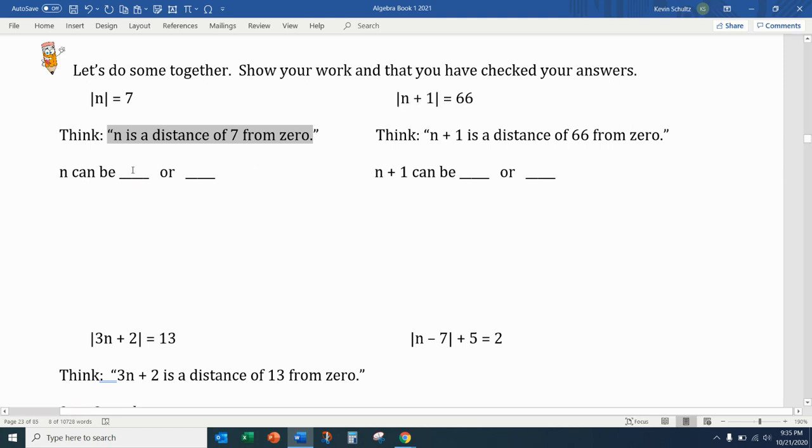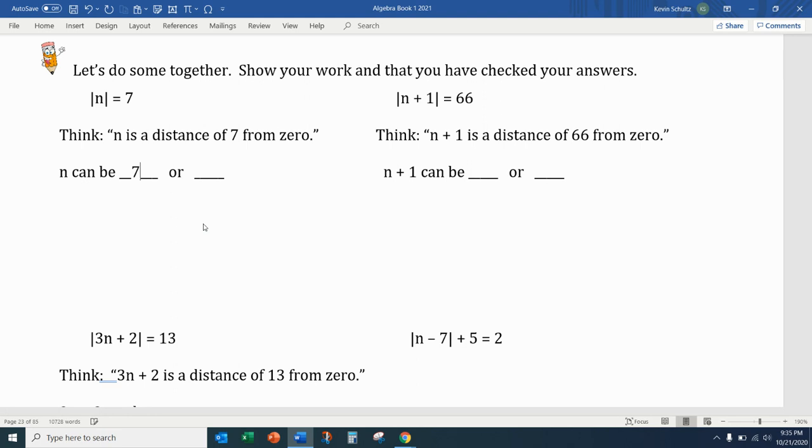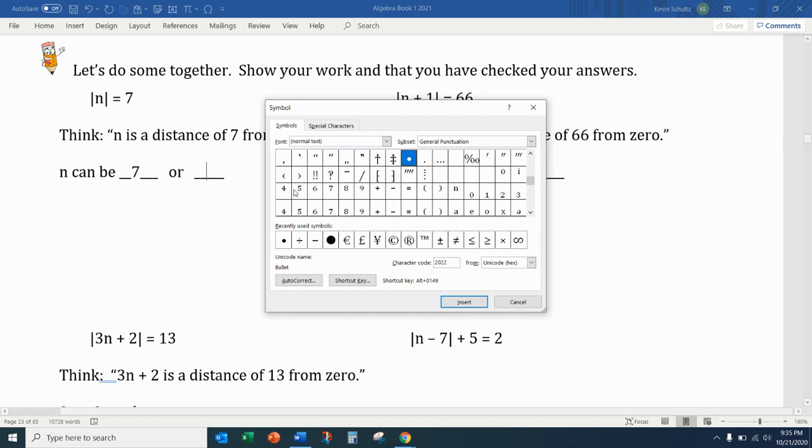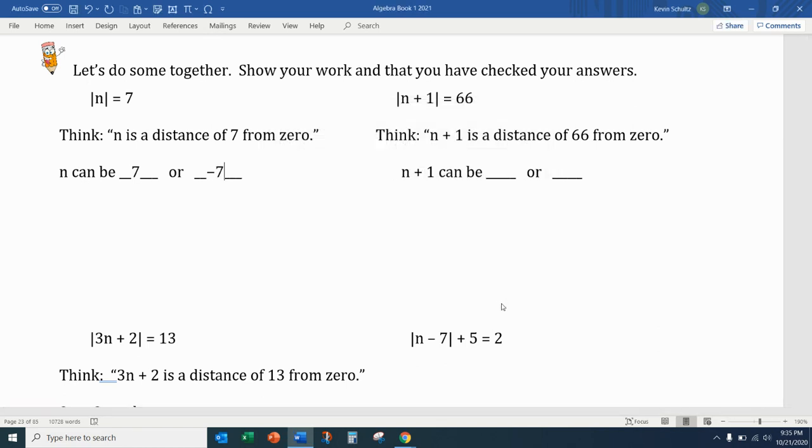So what two numbers are a distance of 7 from 0? Well, 7 is a distance of 7 from 0, and so is -7. So before, when I said that we are looking for two answers here because there are two sides to 0, if I ask you, give me a number that is a distance of 7 from 0, there are two numbers that satisfy that. Both 7 and -7 are a distance of 7 from 0.